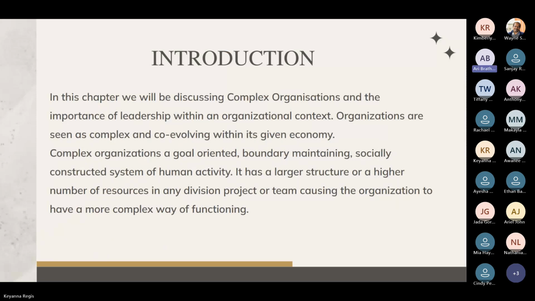Good afternoon, everybody. In this chapter, we will be discussing complex organizations and the importance of leadership within an organizational context. Organizations are seen as complex and co-evolving within its given economy. Complex organizations are a goal-oriented, boundary-maintaining, socially constructed system of humanity. It has a larger structure or a higher number of resources in any division, project, or team, causing the organization to have a more complex way of functioning.